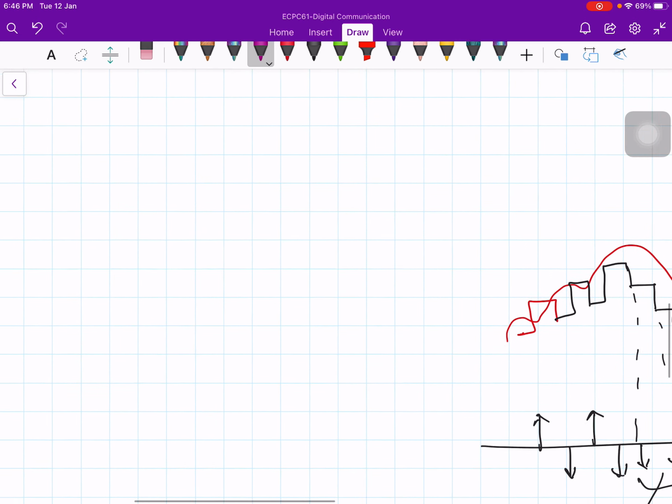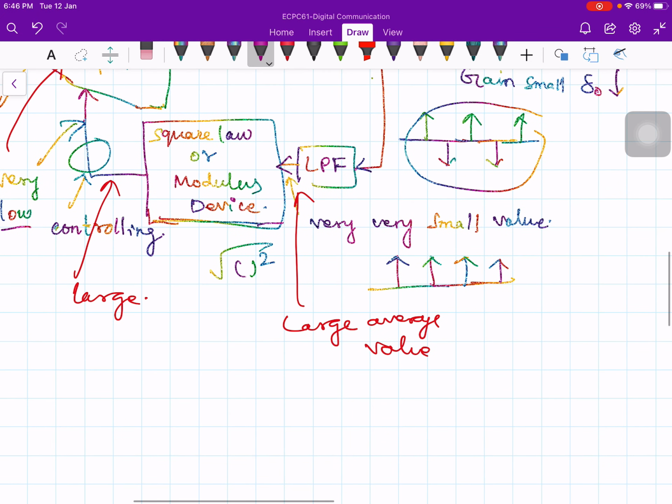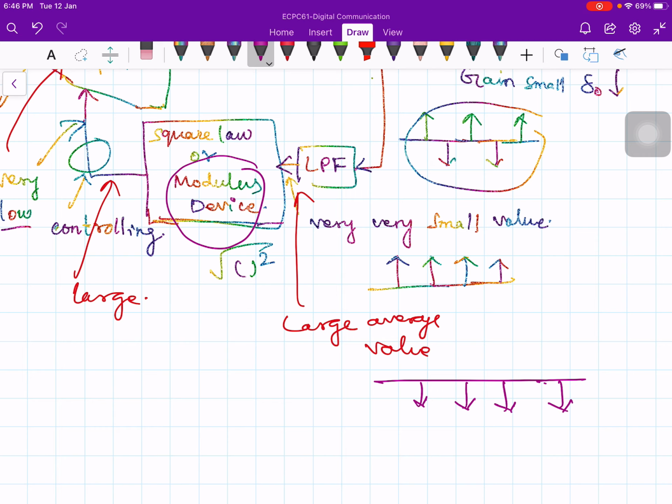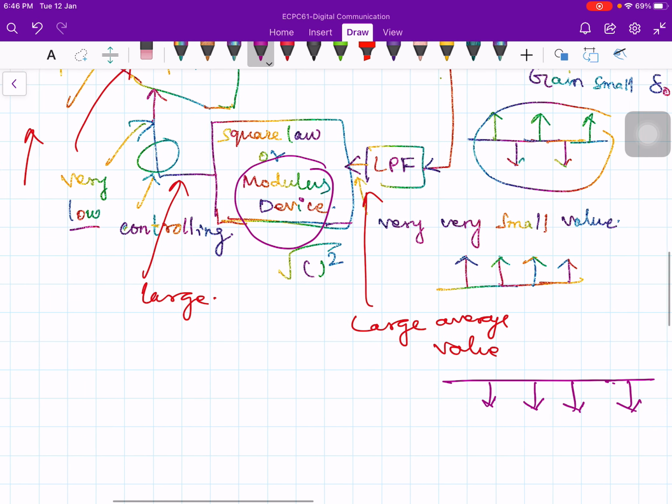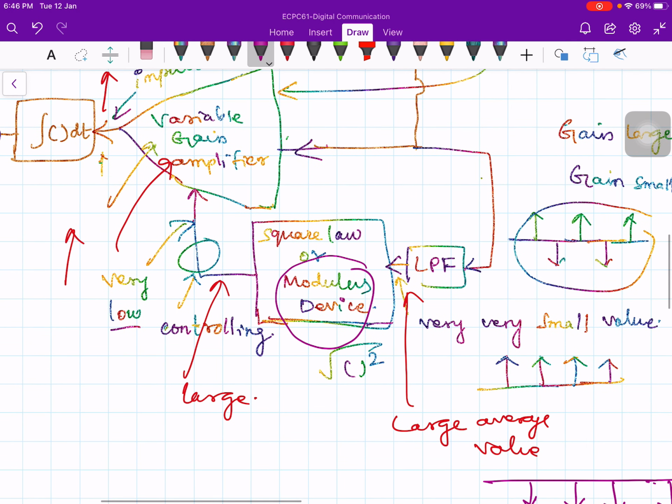Okay, so go back to this figure. Whenever you have negative impulses like this, the low pass filter also produces a large value, but in the negative direction. But again you put a modulus device, so that negative will be converted into a positive value. That is the reason we put a square law device or modulus device. Again it is converted into a large positive value, and that large positive value is given to the integrator.